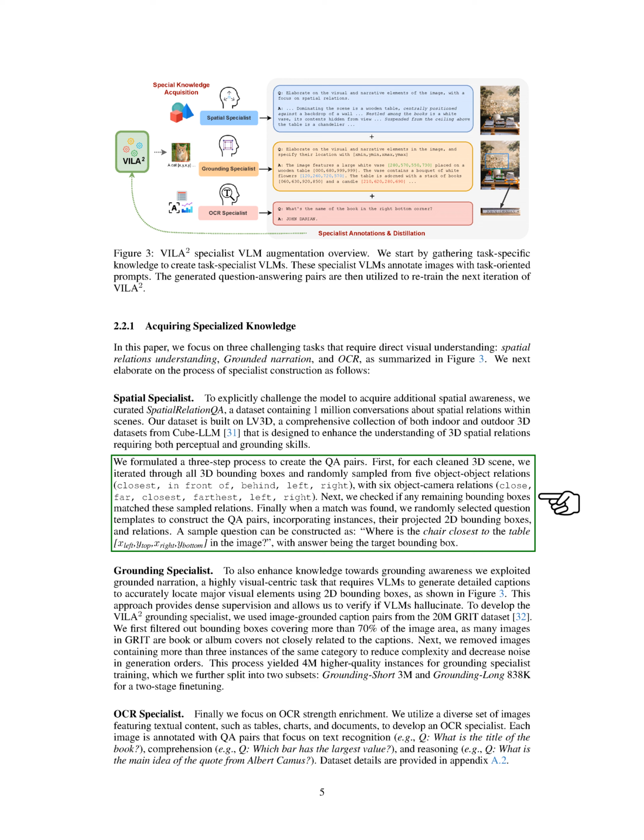Next, we checked if any remaining bounding boxes matched these sampled relations. Finally, when a match was found, we randomly selected question templates to construct the QA pairs, incorporating instances, their projected 2D bounding boxes, and relations. For example, a question could be, where is the chair closest to the table, given its coordinates in the image, with the answer being the target bounding box.